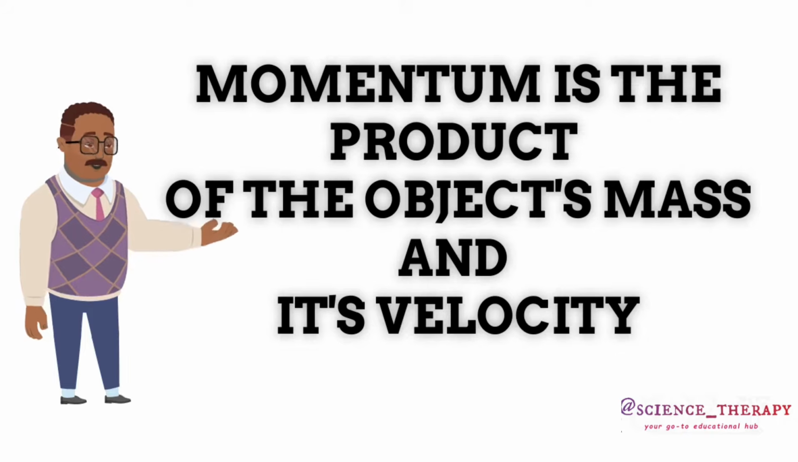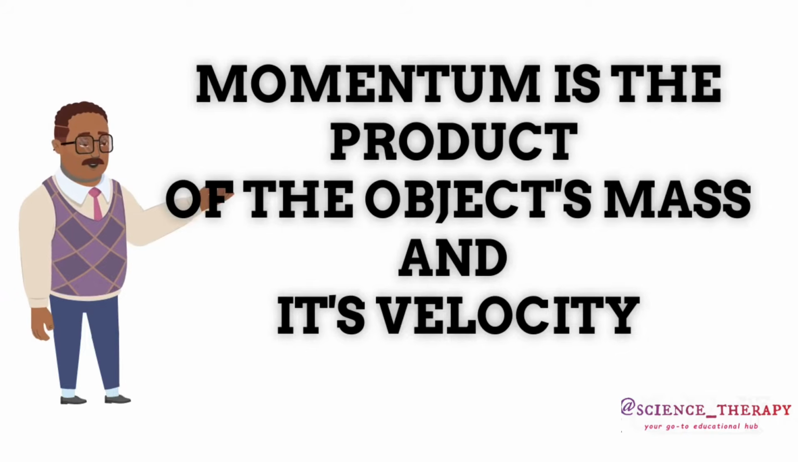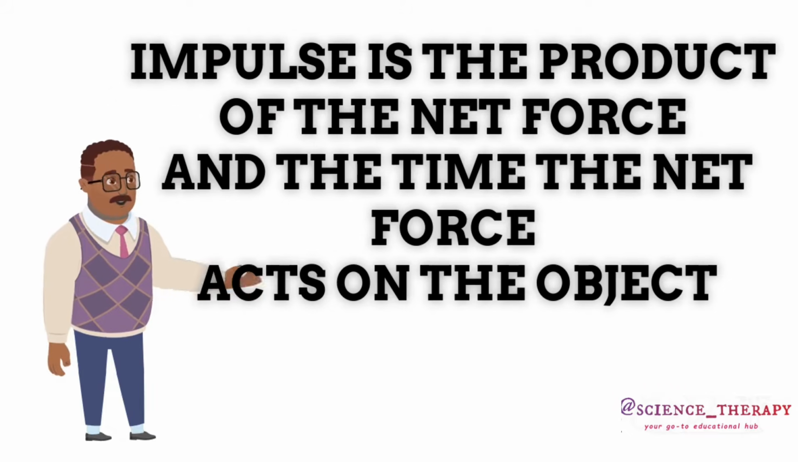The first definition we have is momentum, and we say momentum is the product of the object's mass and its velocity. Then we have impulse, and we say impulse is the product of the net force acting on an object and the time the net force acts on the object.